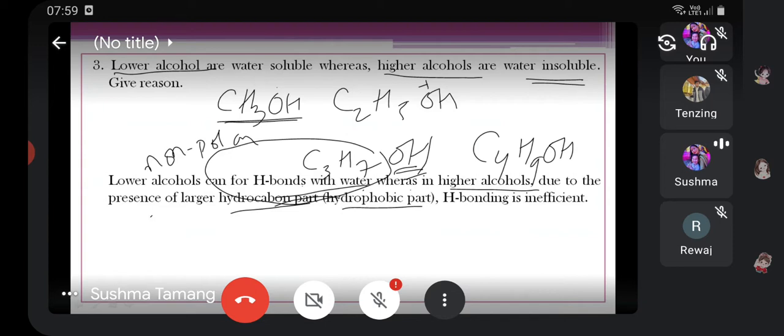lower alcohols like methanol, ethanol are soluble. अब तिमीहरुको propanol छ, sparingly soluble हैन, butanols हरु insoluble हुँदै जान्छ.